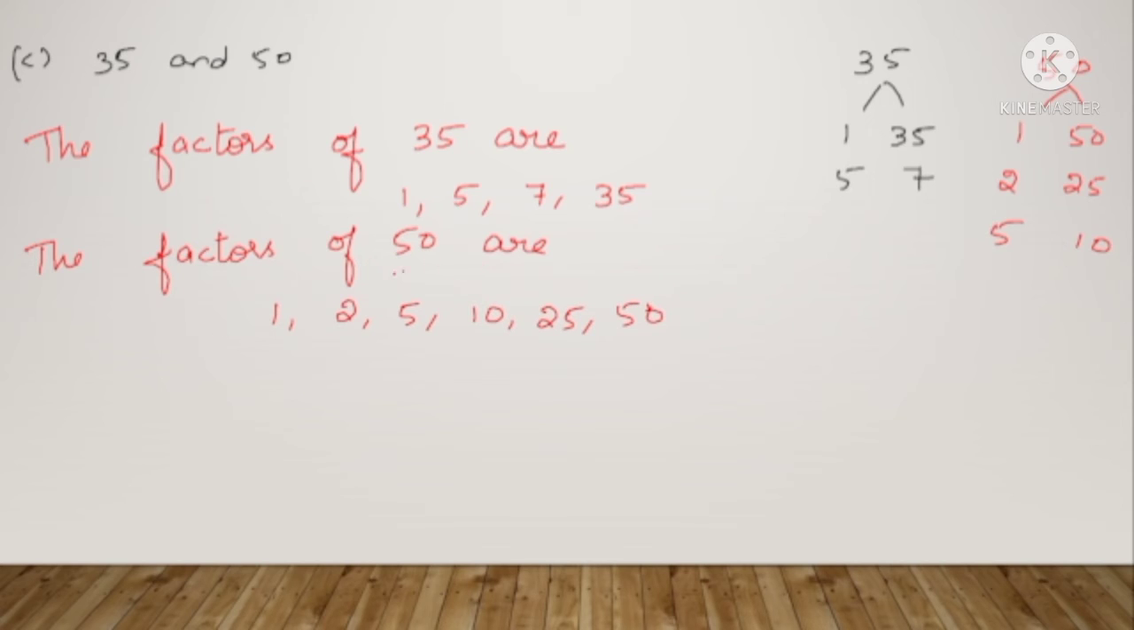Now we have to find the common factors. Therefore, the common factors are, so what are the numbers? 1, and then 5. That's it, isn't it? So 1 and 5. The common factors are 1 and 5. So this is the answer for subdivision C.